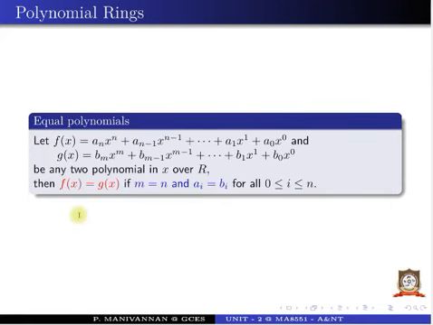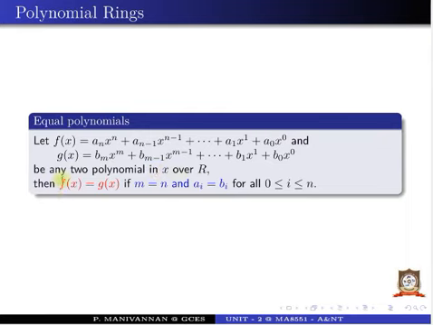Then what is an equal polynomial? Let f of x equal to a n x power n plus a n minus 1 x power n minus 1 plus etc. plus a1 x power 1 plus a naught x power 0, and g of x equal to b m x power m plus b m minus 1 x power m minus 1 plus etc. plus b1 x power 1 plus b naught x power 0 be any two polynomials in x over R.